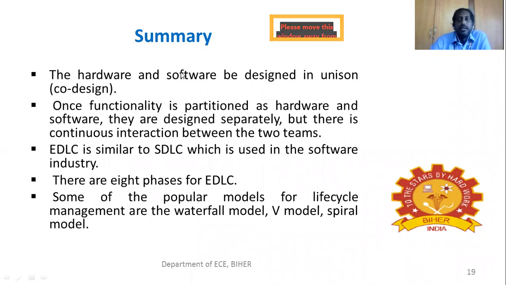The summary of the presentation: the hardware and software can be designed in a co-design process. Once functionality is partitioned as hardware and software, they are designed separately, but there is continuous interaction between the two teams. We cannot isolate the hardware unit from the software unit, because we need to solve a practical limitation. So according to the limitation, we need interaction between the hardware team as well as the software team. Hardware is tested separately as well as software is tested separately. However, we need to test the system again after the integration process itself.